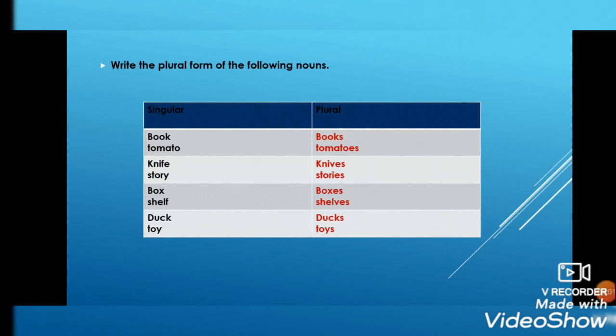So this is the explanation of the first part of our lesson, singular and plural nouns. So please, students, watch the video more than one time to understand the lesson very well.